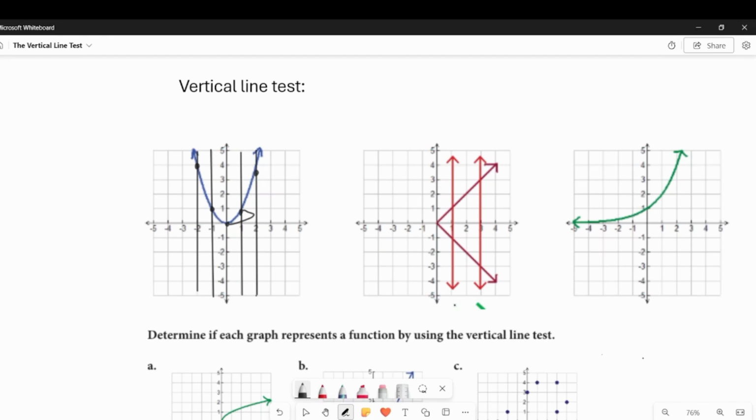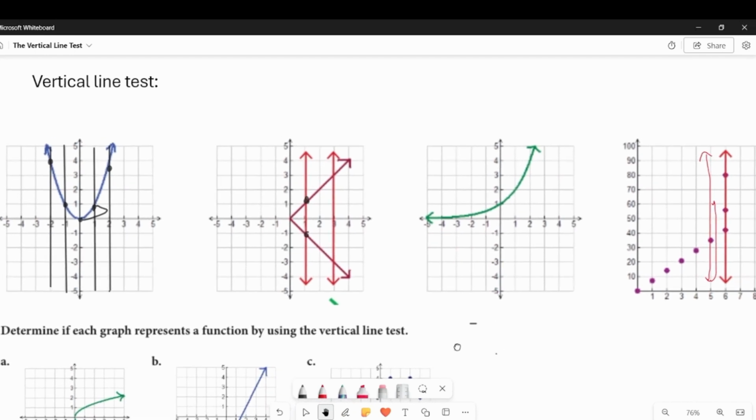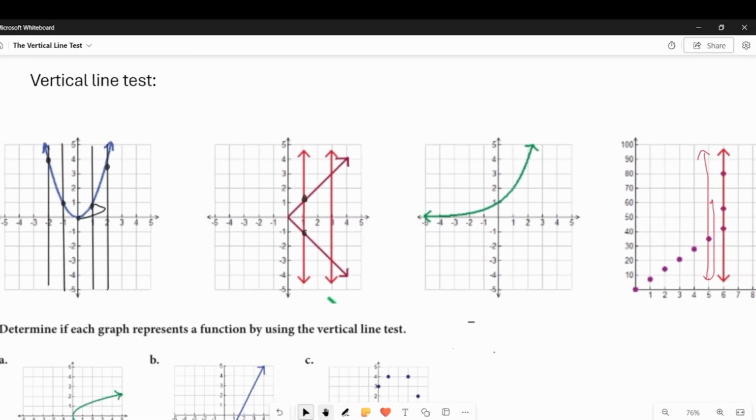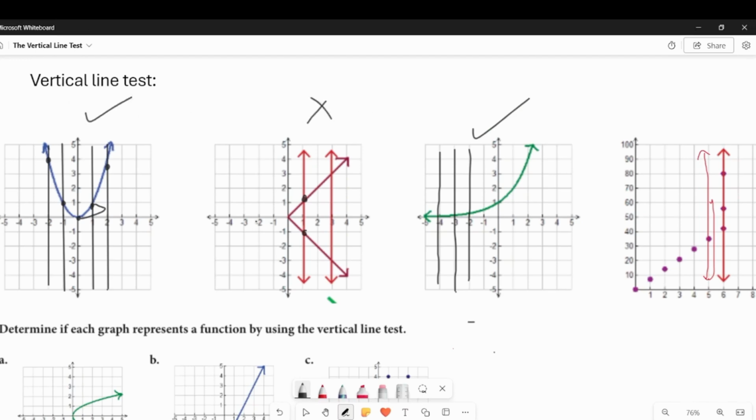Let's see example number 2. Here you can see through the vertical line, there are 2 points passing. So this is not satisfying the vertical line test. So this is not a function. In example number 3, if you imagine a vertical line passing from the left to the right, you will see that all the vertical lines will be passing through only one point. So you can see here, this graph is also a graph of a function. Okay, so this is a function, this is not a function, and this is also a function.